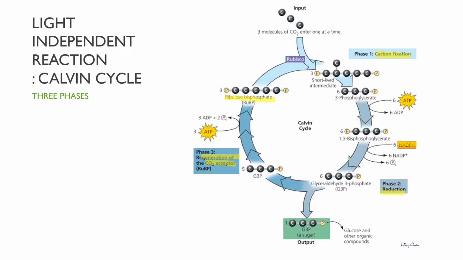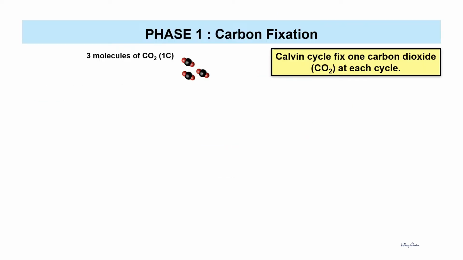Theoretically, we are going to study how one molecule of glyceraldehyde 3-phosphate, which is the 3-carbon organic molecule, is produced from the Calvin cycle. Since this molecule is 3-carbon, when we study carbon fixation, we always begin with 3 molecules of CO2. Let's begin with phase 1, carbon fixation. The molecule CO2 is an inorganic molecule that contains only 1 carbon atom. Why do we start with 3 molecules of CO2?